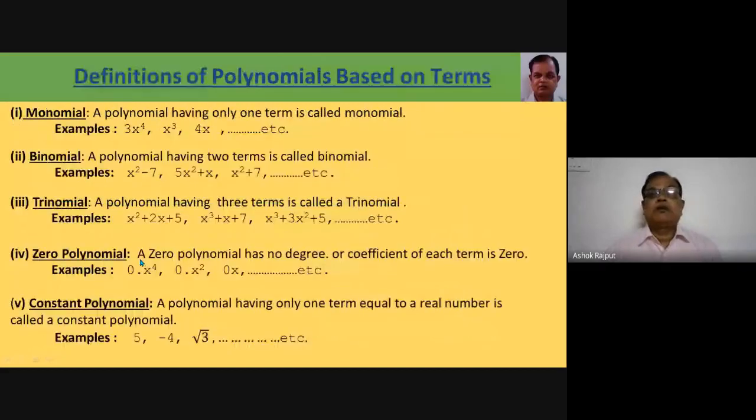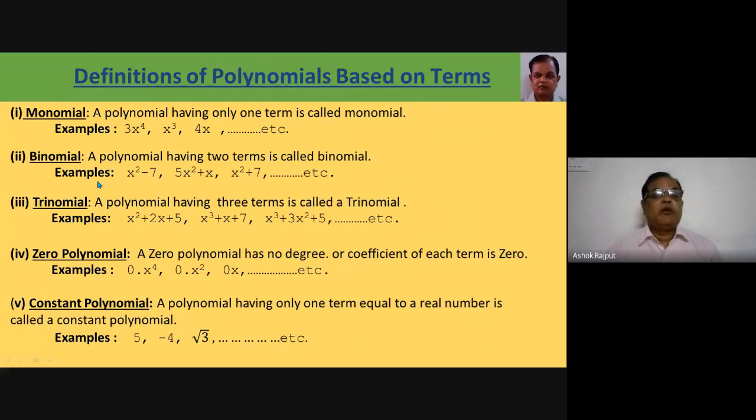Definitions of polynomials based on terms. First we define the polynomials based on terms. Monomials: a polynomial having only one term is called a monomial. It is very simple. If there is only one term, then it is a monomial. Examples are 3x raised to the power 4, x cube, 4x, and so many more you can write.